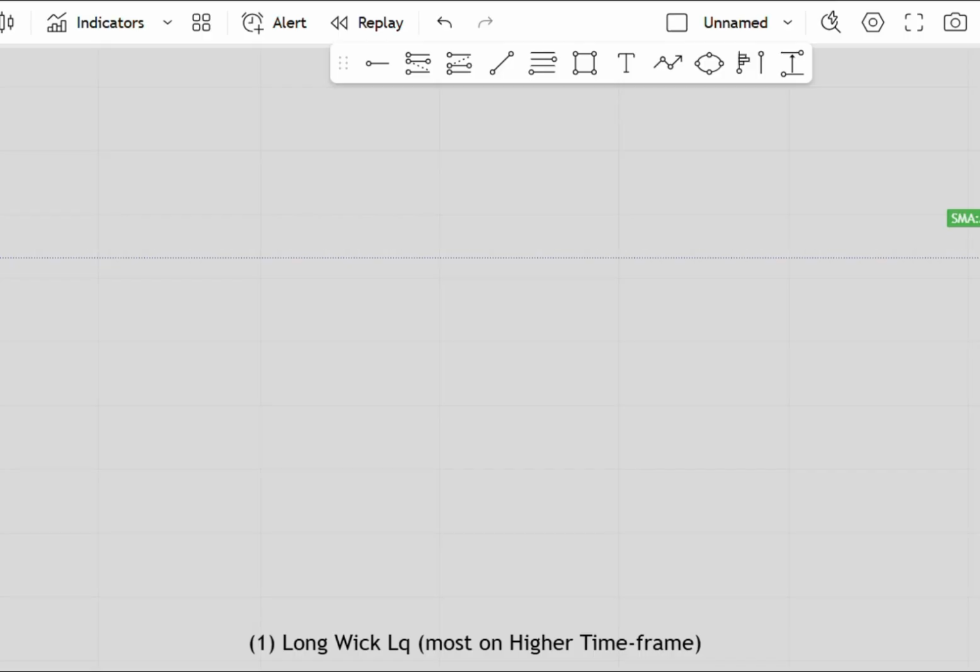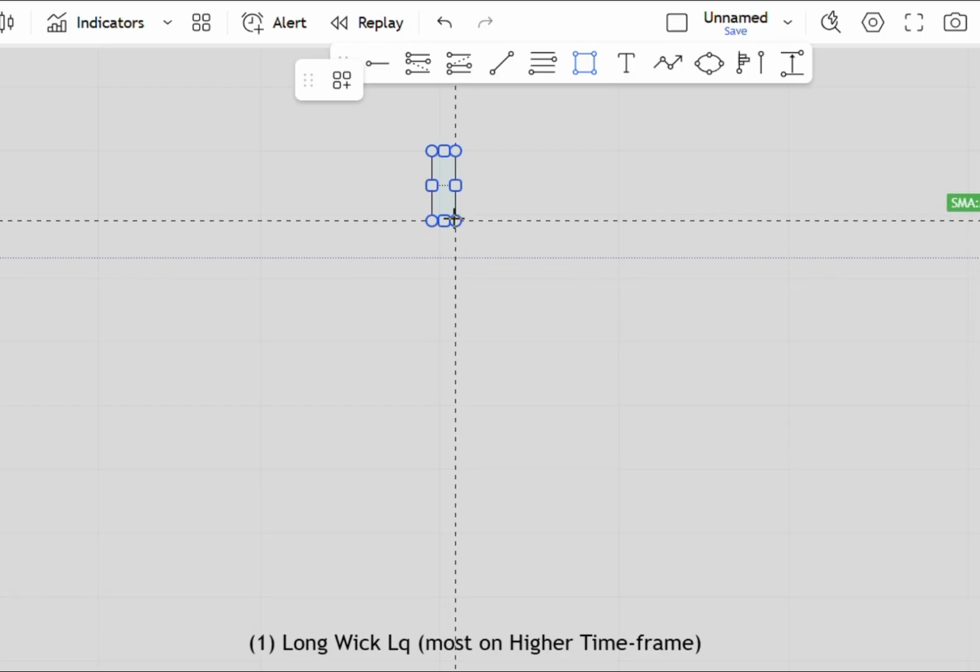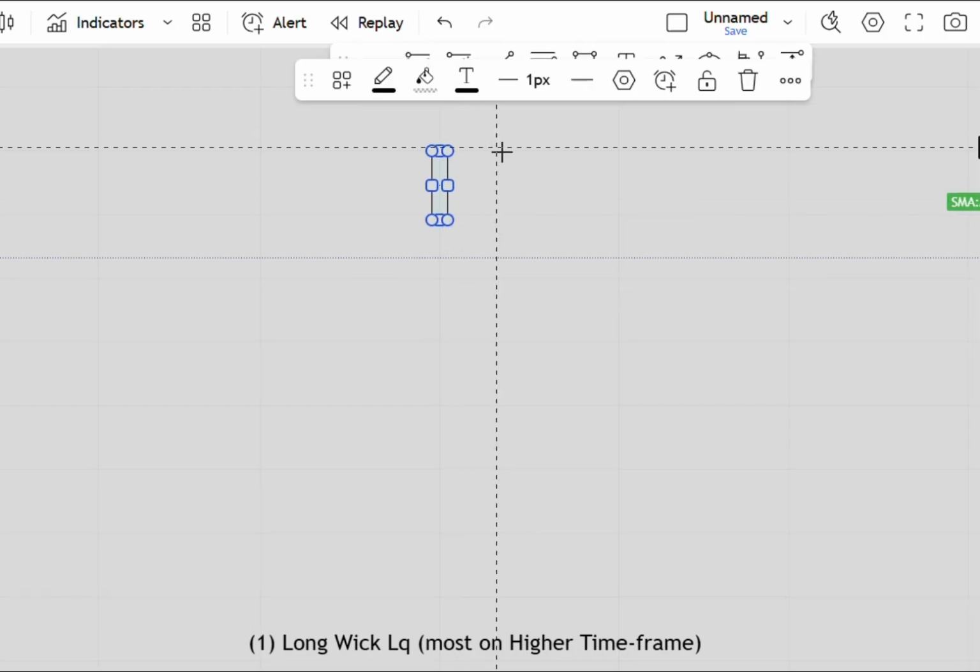Okay, so this is the first type of liquidity I find in the market, and if you notice, I write mostly on the higher time frames, like the 1 hour time frame and the 4 hour time frame. These are mostly time frames where I look for the long wick liquidity. In case the word seems strange to you, let me give you an example of what the long wick liquidity looks like. So let's say this is it.